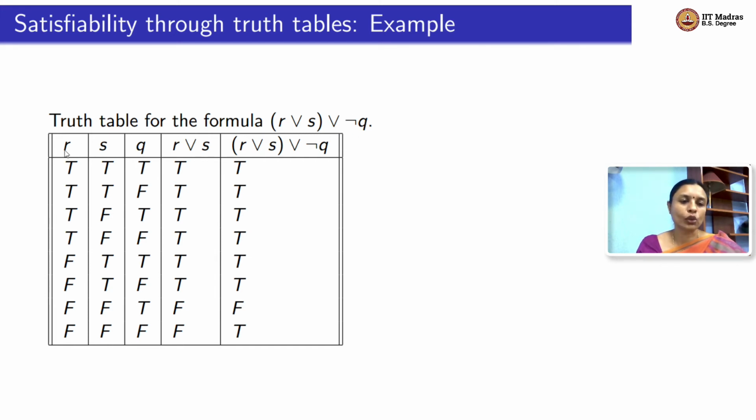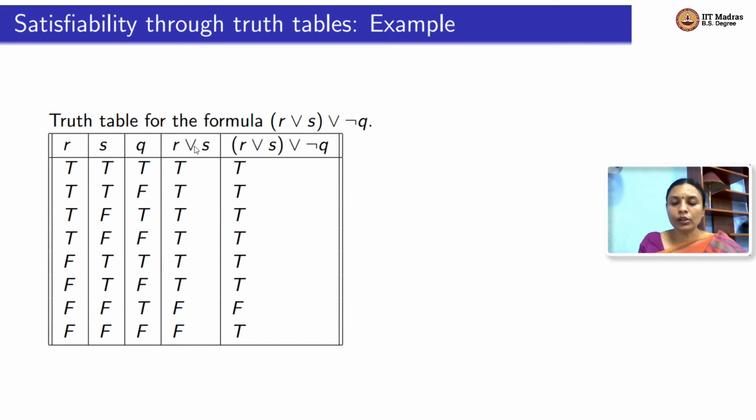So I have these columns in the truth table to start with. One column for R, one column for S and one column for Q, and I write values. In the first row, all of R, S and Q are true. In the second row, R and S are true, Q is false. Third row, R is true, S is false, Q is true. Fourth row, R is true, S and Q are false, and so on.